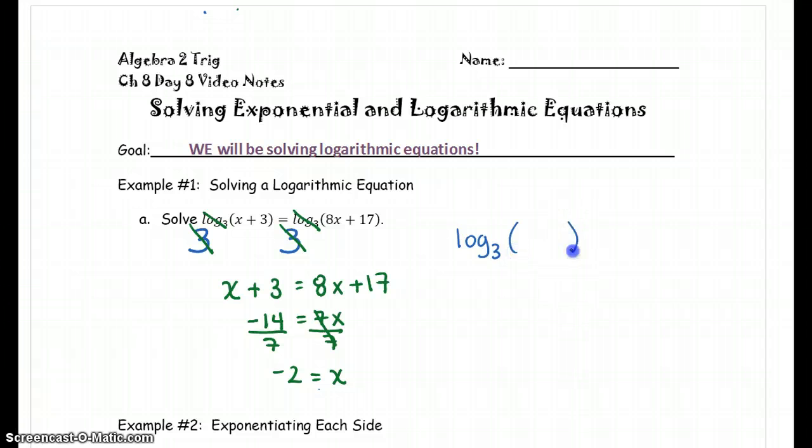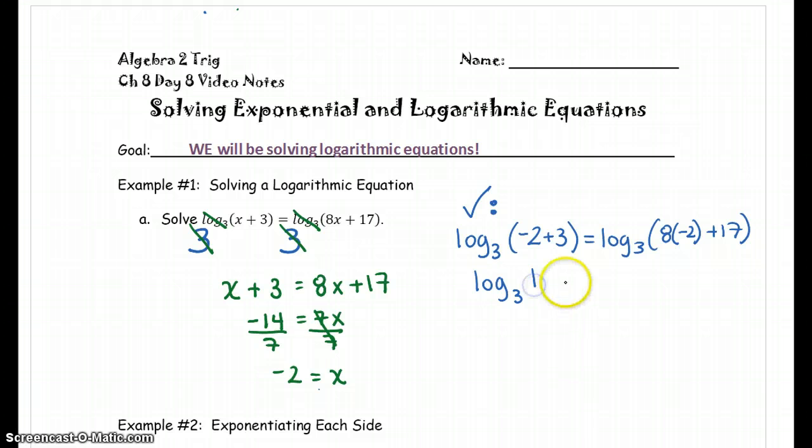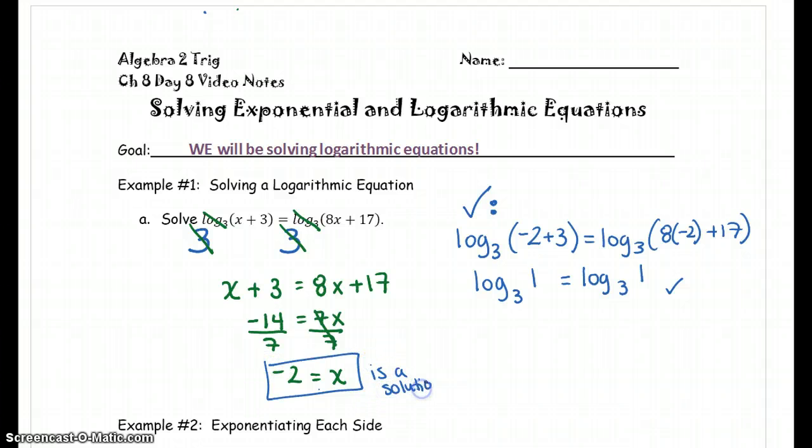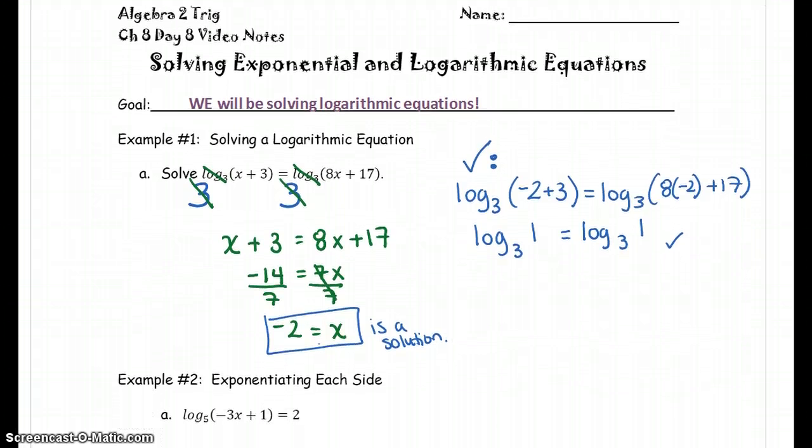So I am going to take the original equation. We have negative 2 plus 3 inside the parentheses there, and log base 3 of 8 times negative 2 plus 17. This is, by the way, our check, just so you know. The left side of the equation is log base 3 of 1, and the right side of the equation is log base 3 of negative 16 plus 17, which is also 1. So it does check out, and therefore x equals negative 2 is a solution. And although you don't have to write this, boxing it does indicate that it is a solution for us. All right, let's move on to the next example.